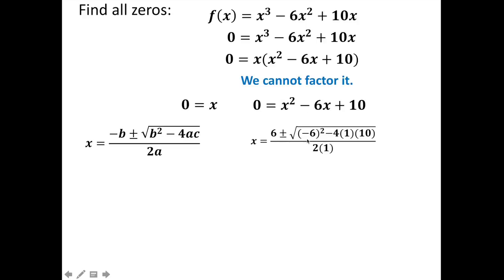Plus or minus the square root of negative 6 squared. Notice how I use parentheses. Don't forget to use parentheses here. It will help you obtain the correct answer. All right, minus 4 times a, which is 1, times c, all over 2a.